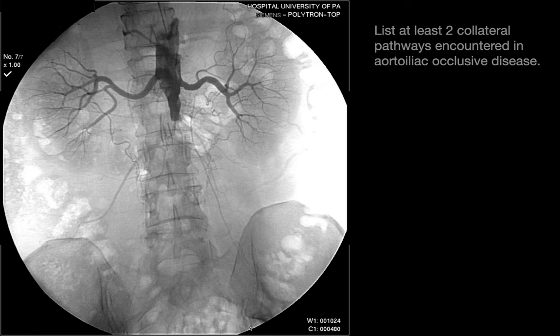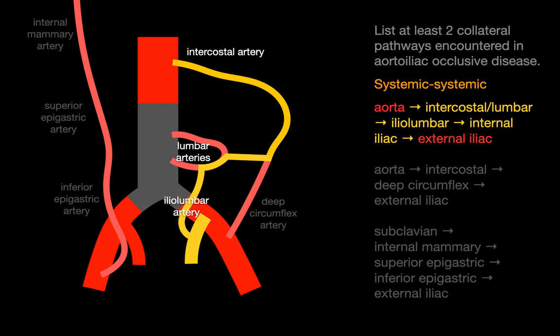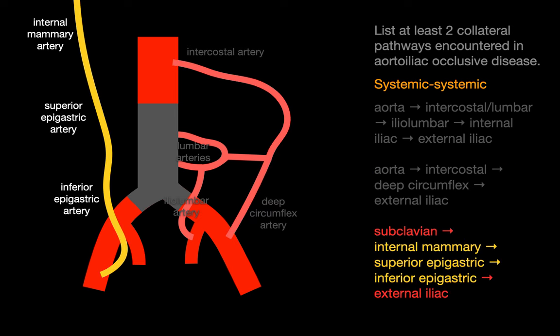So there's more than two pathways, and we'll divide them into three groups, starting with systemic collateral pathways. One pathway from aorta to external iliac occurs via intercostal, lumbar, iliolumbar, and internal iliac arteries. Another pathway from aorta to external iliac occurs via the intercostal and deep circumflex arteries. And a third pathway from subclavian artery to external iliac artery occurs via internal mammary, superior epigastric, and inferior epigastric arteries.